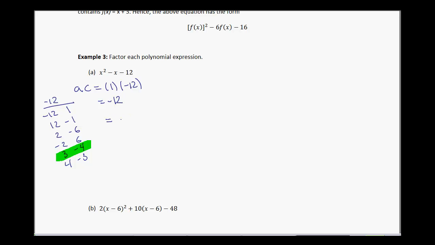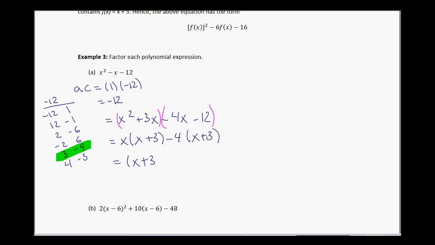Alright, let's include those in our polynomial expression. Now we're going to have x squared plus 3x minus 4x minus 12. Splitting the equation, we'll find that we can factor out an x from here, leaving us with x plus 3, and a negative 4 from here, leaving us with x plus 3. So our factors here will be x plus 3 and x minus 4. Perfect.